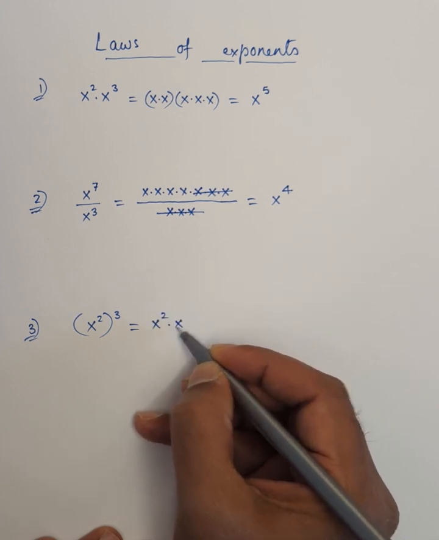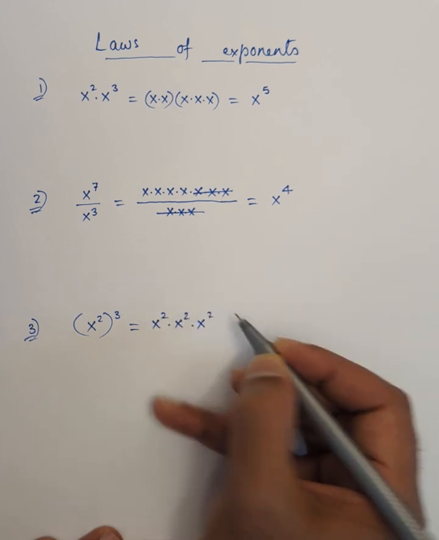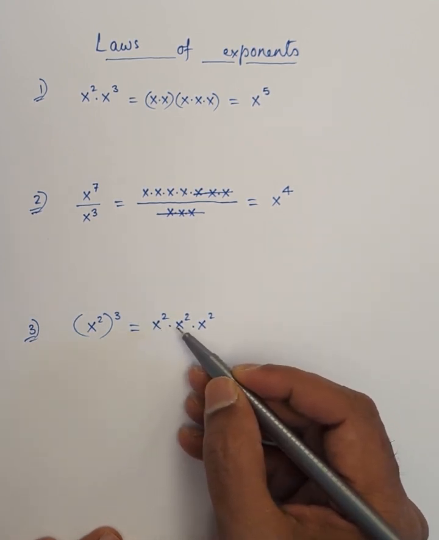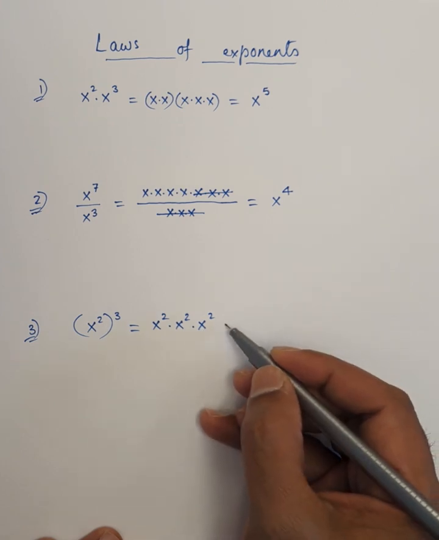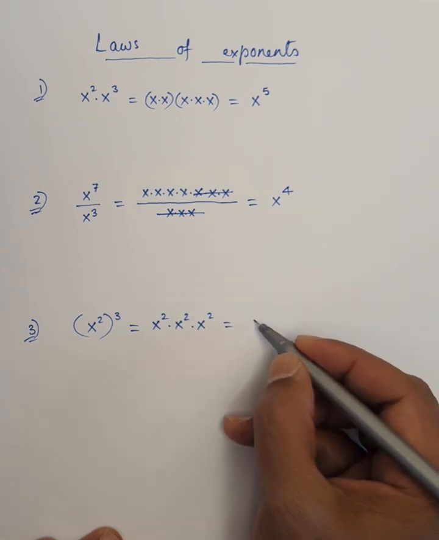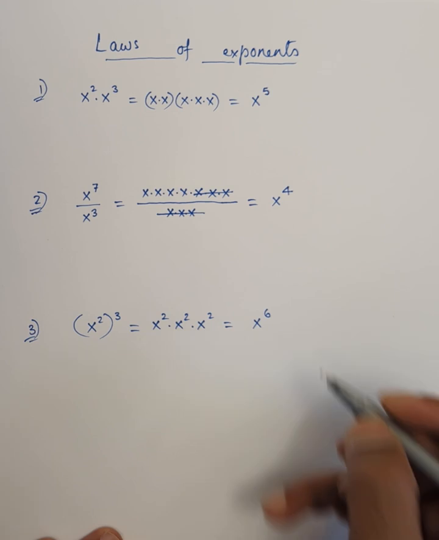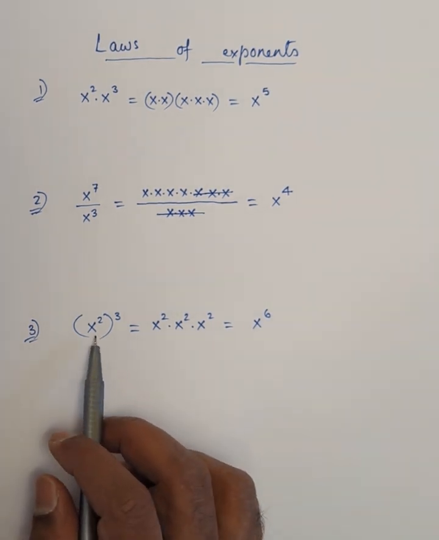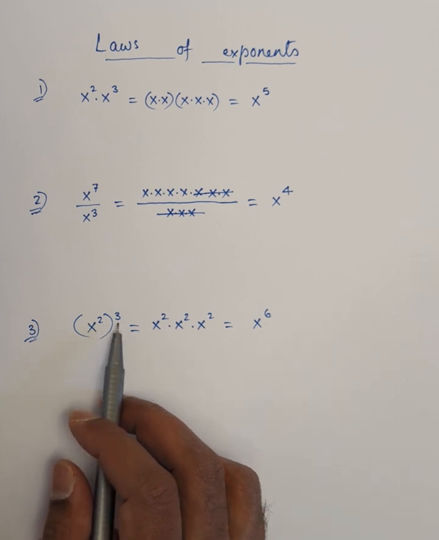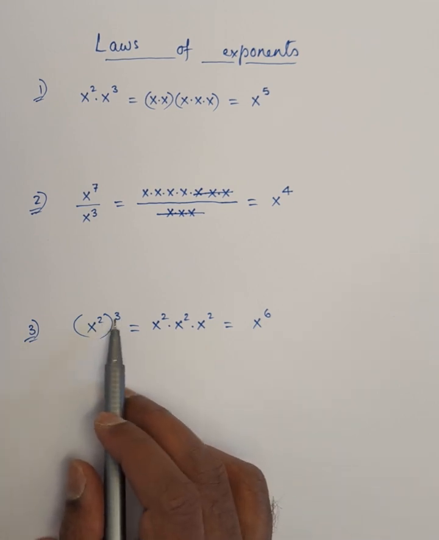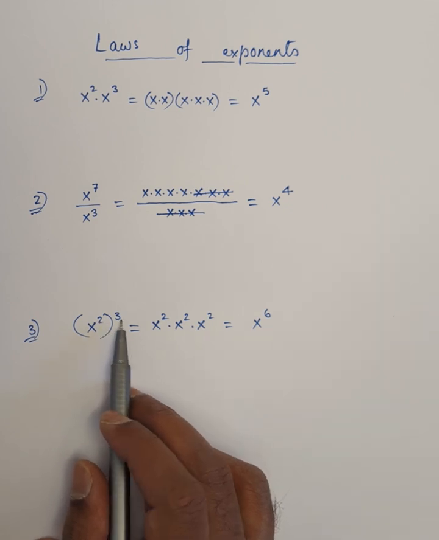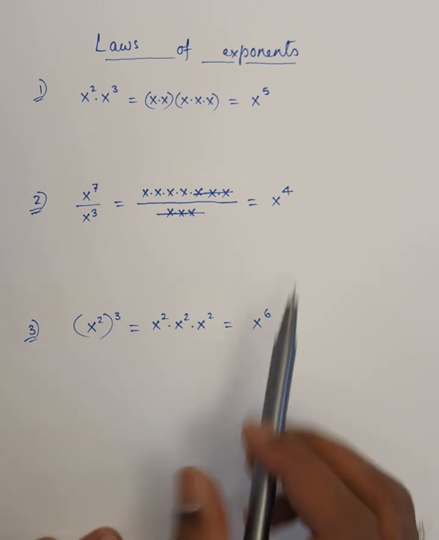So you have 3 copies of x squared. And now you notice that you would have 2 copies of x, 2 copies of x, 2 copies of x. So altogether you have 6 copies of x. So this is telling us that if you have an exponent raised to another exponent, you multiply the exponents.